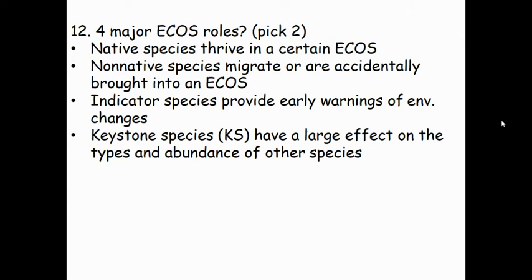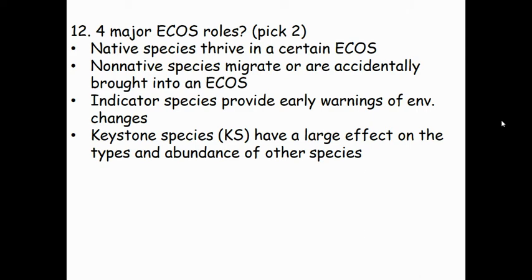So native species thrive in certain ecosystems. Non-native species migrate or they're accidentally brought into an ecosystem. That can be very detrimental to that ecosystem because if these non-native species are predatory or very aggressive or they breed quicker and other organisms haven't adapted to them being around, they can really mess up the ecosystem.